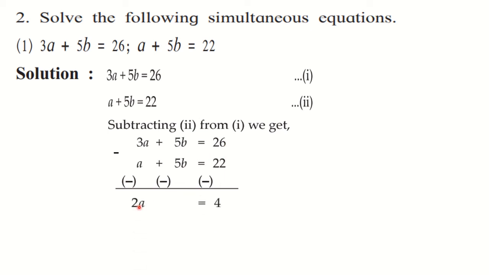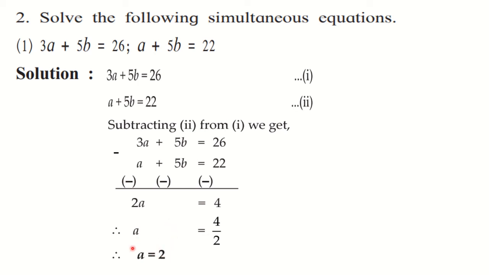So what is our answer? 2a is equal to 4. Okay. In this way, the variable b is eliminated and we got 2a is equal to 4, and from that we will get a as 2. 4 divided by 2, and therefore the value of a is 2. Okay. Now we need to find the value of b.